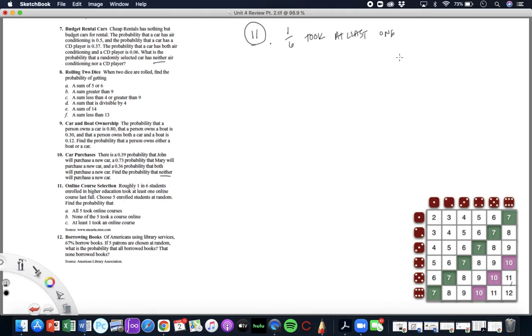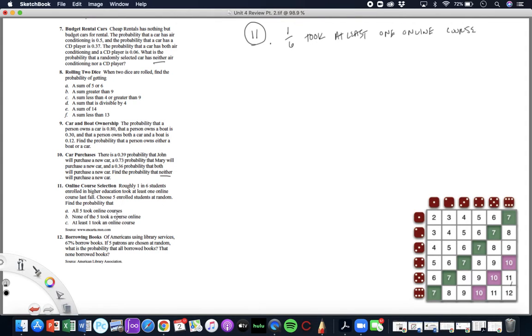If they were to ask us, like, what's the probability it took 2? We don't know. We just know that 1/6 took at least one online class. So I'm just going to put that there and not necessarily use the "at least" the way it's been emphasized in some of these other problems, right? Took at least one online course. All right, so let's start breaking down this idea.